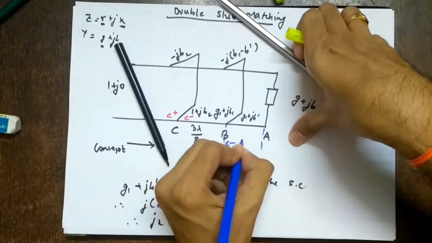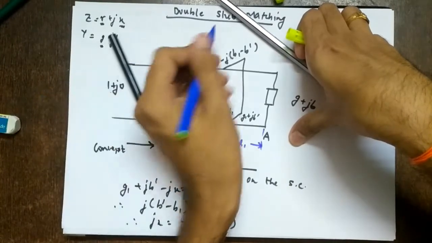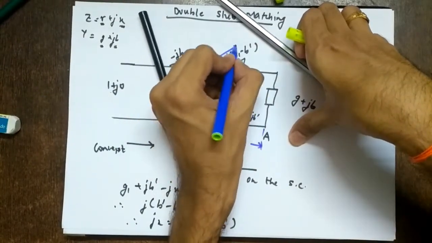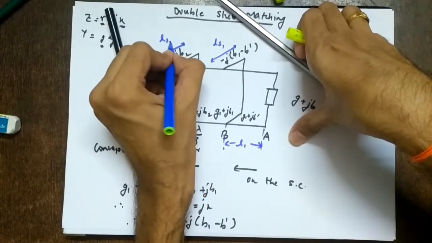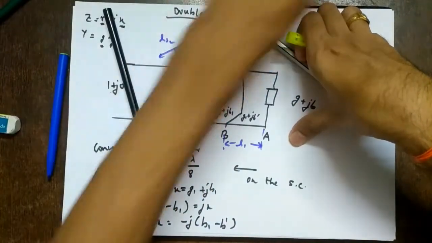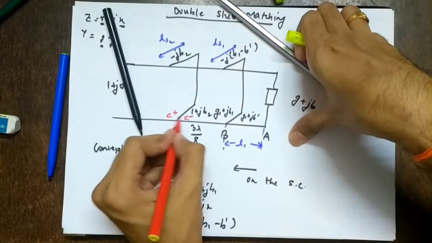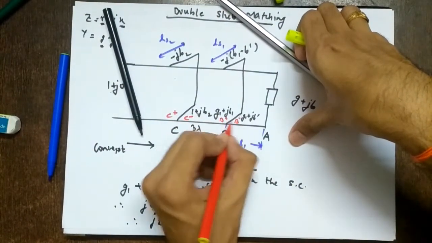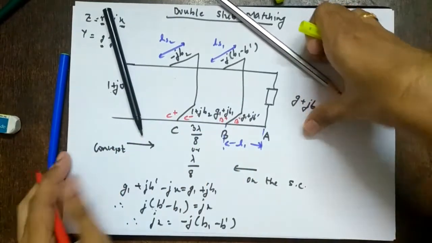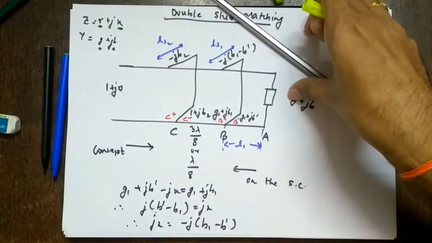This distance is L1. And this stub distance is LS1 for the first stub and LS2 for the second stub. In the same way as C plus and C minus, this is B plus and B minus. I am stressing these points here because we will plot them on the Smith chart. Okay, so this is the way we design a single stub.